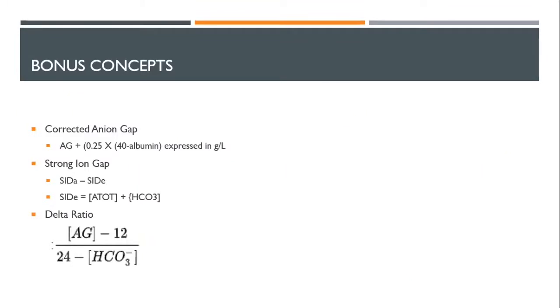Your delta ratio is the change in your anion gap divided by the change in your bicarbonate. And that gives you a unitless ratio. If it's less than 0.4, it's going to be a pure normal anion gap metabolic acidosis. If you get a ratio between 0.4 and 0.8, there's likely to be a mixed scenario going on. And a ratio between 0.8 and 2 is always going to be a pure high anion gap metabolic acidosis.